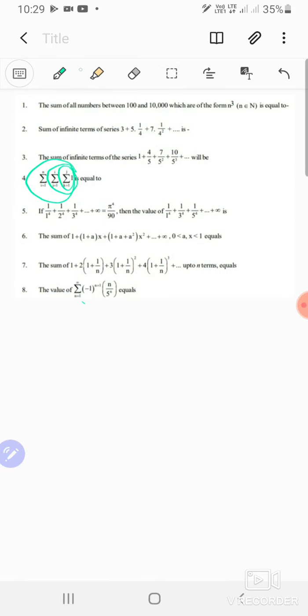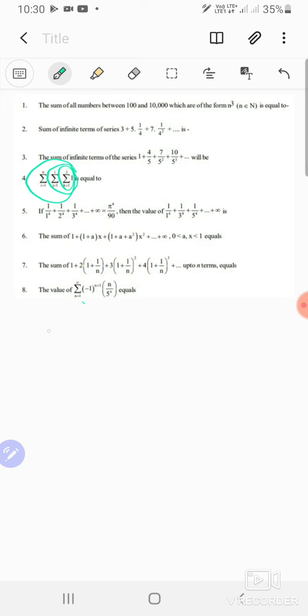Okay, so the next thing is 1 by 1 to the 4th power plus 1 by 2 to the 4th power plus 1 by 3 to the 4th power all the way till infinity is given as pi to the 4th power upon 90. So that's an assumption. Then find the value of 1 by 1 to the 4th power plus 1 by 3 to the 4th power plus 1 by 5 to the 4th power all the way till infinity.